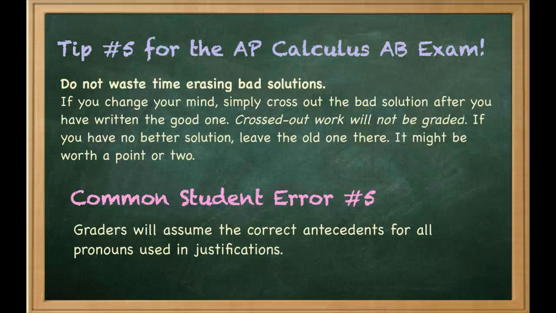Tip number 5 for the AP Calculus AB exam. Do not waste time erasing bad solutions. If you change your mind, simply cross out the bad solution after you have written the good one. Crossed out work will not be graded. If you have no better solution, leave the old one there. It might be worth a point or two.